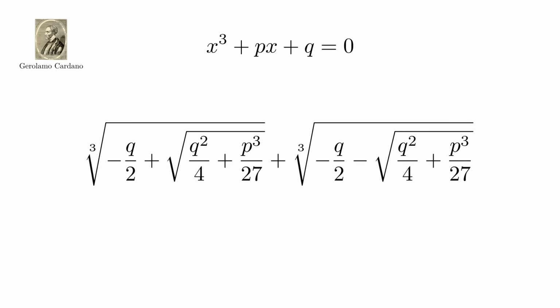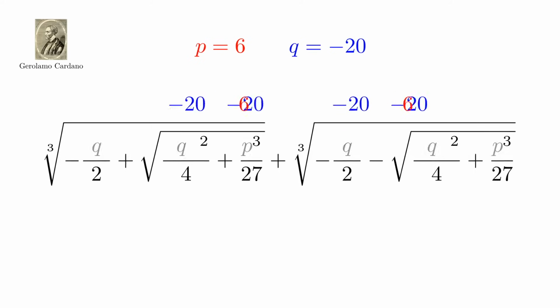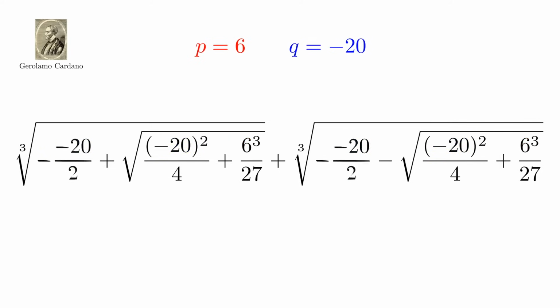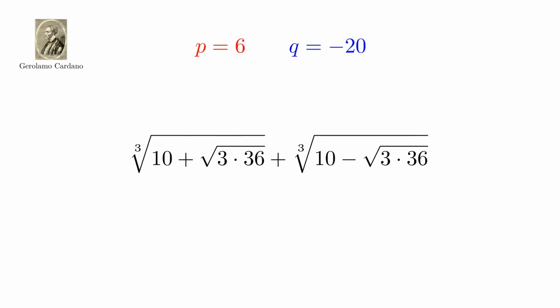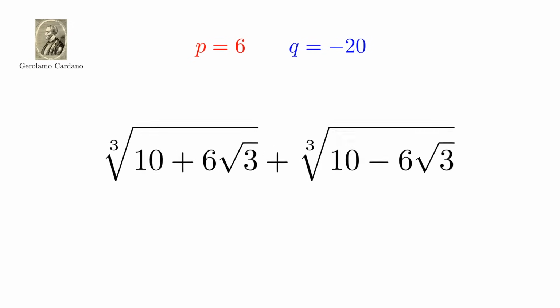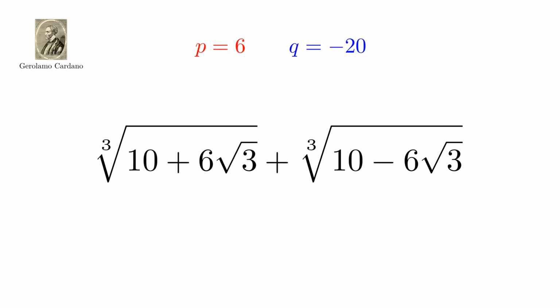What a mess. You can immediately see why this formula probably wasn't taught to you in school, and I want to do an example for you just to show you that this formula is actually even a little bit worse to use in practice than it might look at first. To do that, I'm going to start with the example x cubed plus 6x minus 20, and we're going to use this formula to calculate a root. Plugging in 6 for p and negative 20 for q, we're left with the cube root of 10 plus 6 times the square root of 3 plus the cube root of 10 minus 6 times the square root of 3.